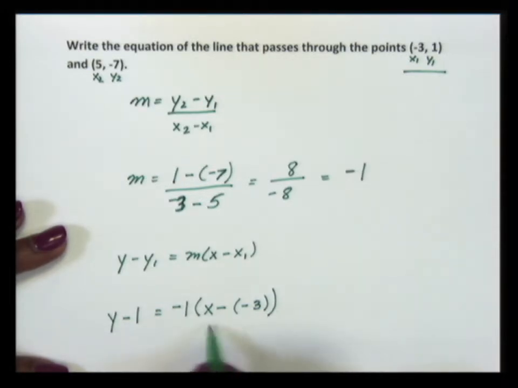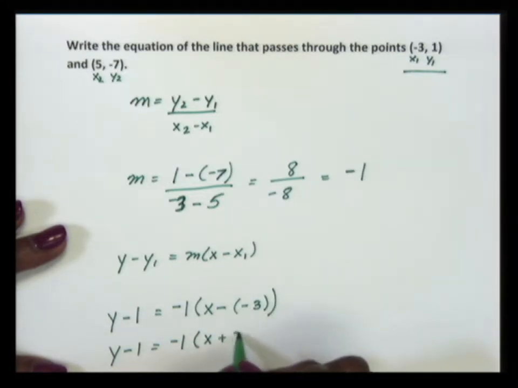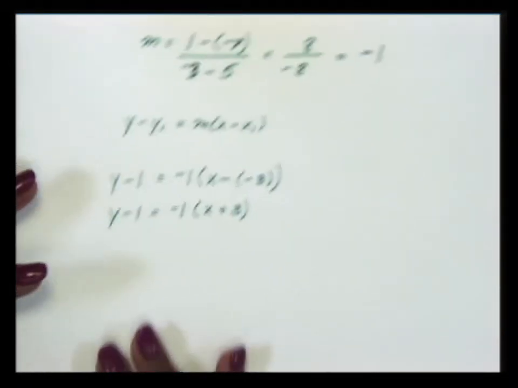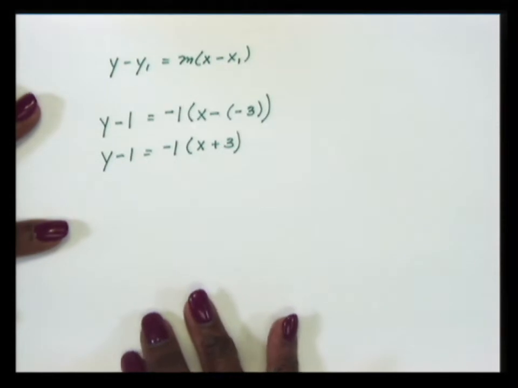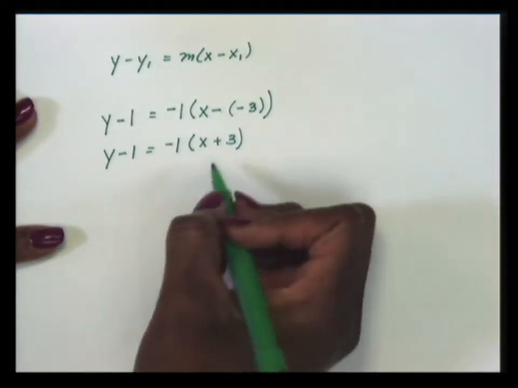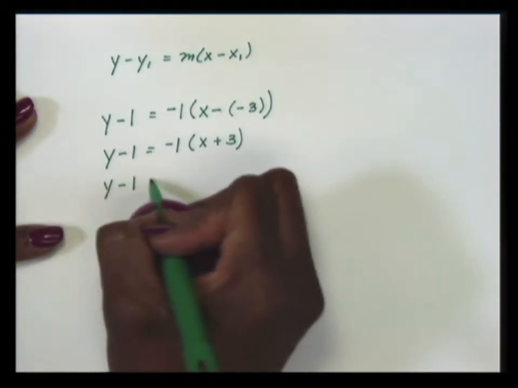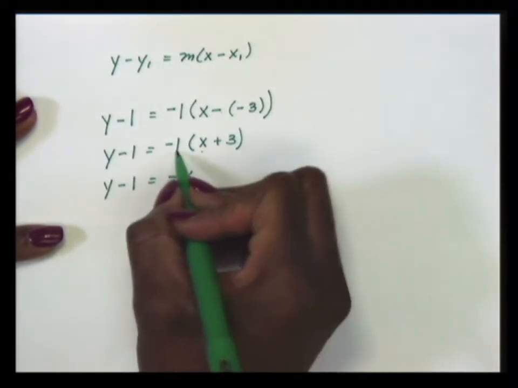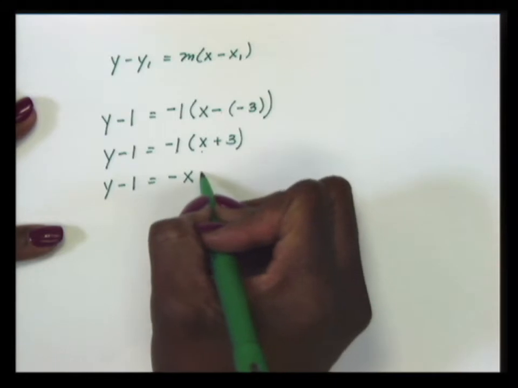The first thing I will do is simplify the parentheses where it says x minus -3. So I have y minus 1 equals -1 times x plus 3, since a negative times a negative is a positive 3. We'll use the distributive property. We have y minus 1 equals -1 times x, which is -x, and -1 times the positive 3 is -3.